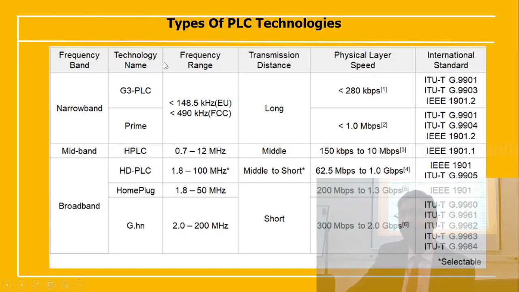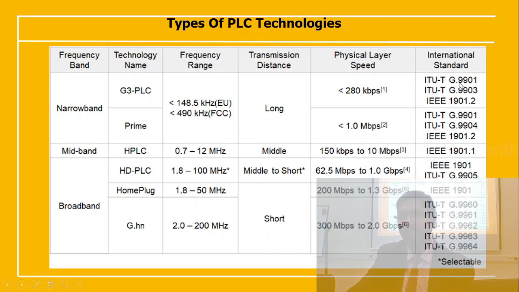These are the types of PLC technology: narrowband, midband, and broadband. Narrowband has G3 PLC, with a frequency range lesser than 148.5 kilohertz, lesser than 490 kilohertz for the forward channel. Transmission distance is long. Physical layer speed is lesser than 280 kilobits per second, and for FCC it is lesser than 1 Mbps. You can see the standard: ITU-T, the International Telecommunication Union T standard.